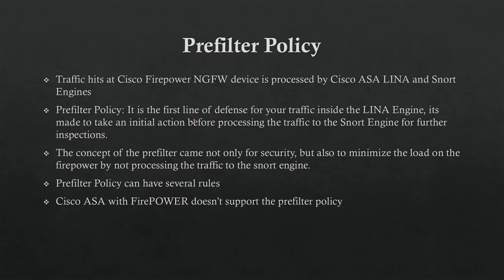let's go to our topic, the pre-filter policy. What is the pre-filter policy? When the traffic hits the Cisco firepower, the processing happens in the Lina engine, as we said, and the Snort engine. The Lina engine handles anything like layer 3, like routing, NAT, and the layer 3 and 4 access control lists. This is all handled by the Lina engine, with no need for the Snort engine. The Snort engine is needed for something like application control and visibility.